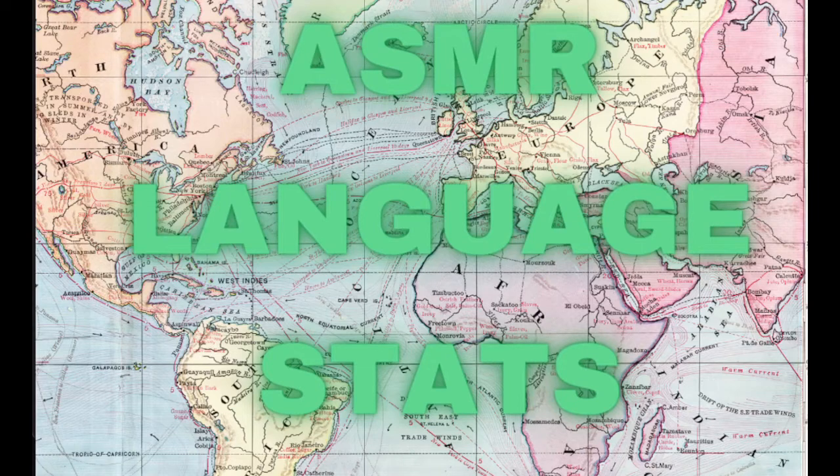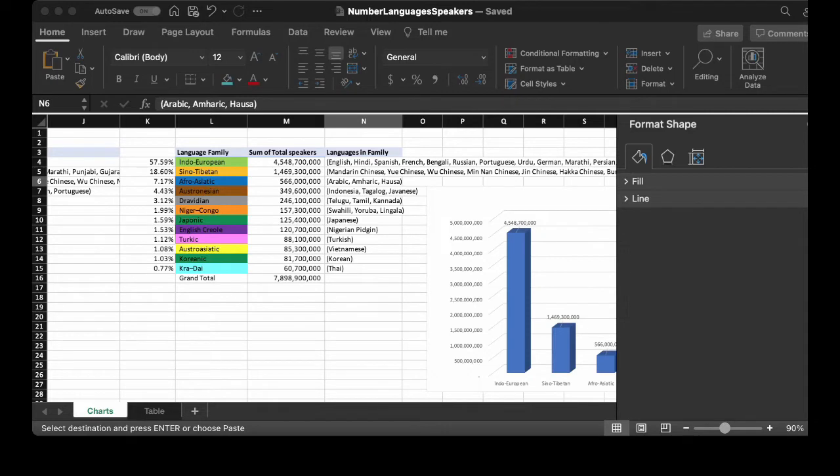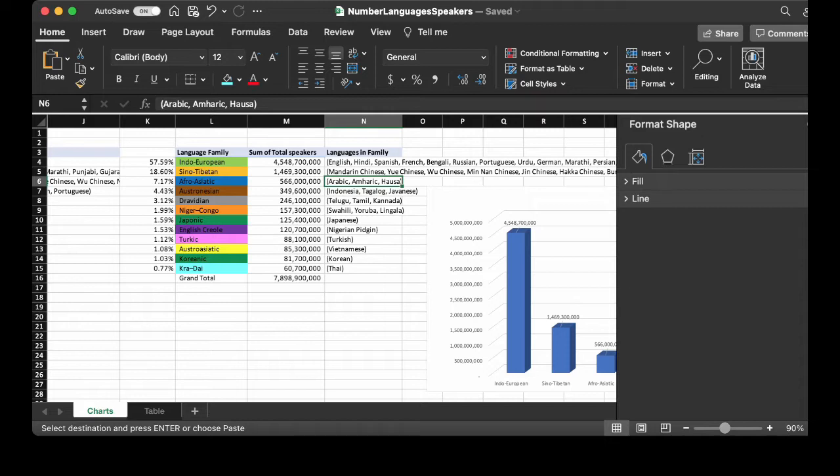Alright, so now let's get into the data. Okay, so we're going to start with language families. And to give a little bit of background, languages can be in a family, and families can have branches, and then branches can have the individual languages.